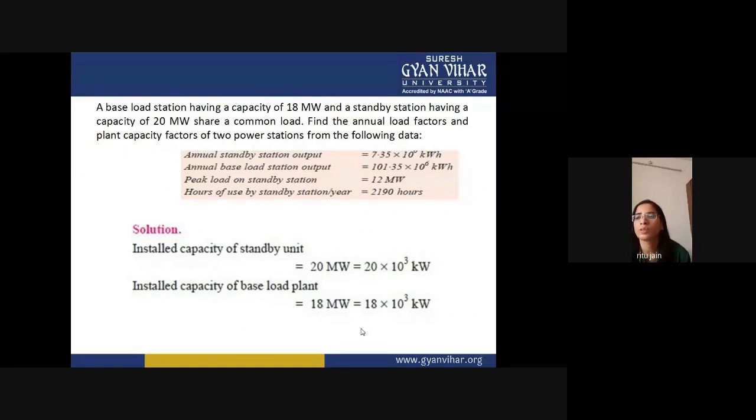So you can convert this megawatt into kilowatt. So it becomes 20 into 10 to the power 3 kilowatt. Now the installed capacity of the base plant, which is given as 18 megawatt, can be written as 18 into 10 to the power 3 kilowatt.